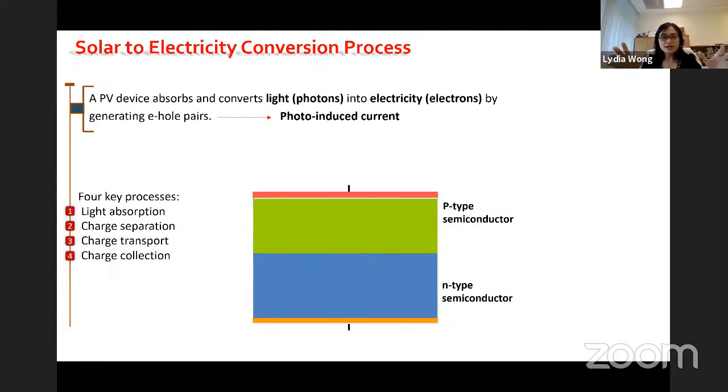Now, what is the process of solar to electricity conversion? A PV device, a photovoltaic device, absorbs and converts light or photons into electricity or electrons by generating electron hole pairs. Okay, and these electron hole pairs will create a photo-induced current. So this is your photovoltaic material. Once you shine light upon your photovoltaic materials, basic semiconductor materials.